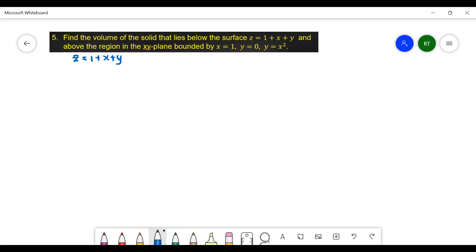The region R in the xy plane is bounded by x is equal to 1, y is equal to 0, and y is equal to x squared. Of course, y is equal to x squared is a parabola with vertex at (0, 0) opening upward. Let us sketch the region R in the xy plane. X axis, y axis. We have y is equal to 0. It is bounded also by the x axis, right? When we say y is equal to 0. Then x is equal to 1. If this is 1, x is equal to 1 is a vertical line.